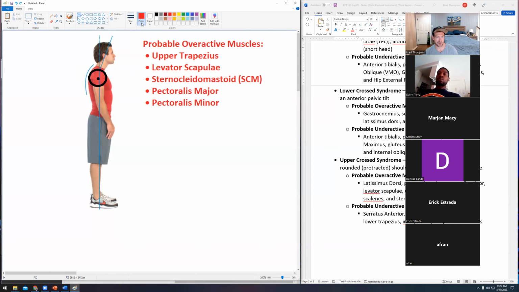I'm actually going to change my chart here slightly. So again, tightness here and tightness here, causing this rotary movement. So, tight muscles. Okay. So let's look at that anatomy.